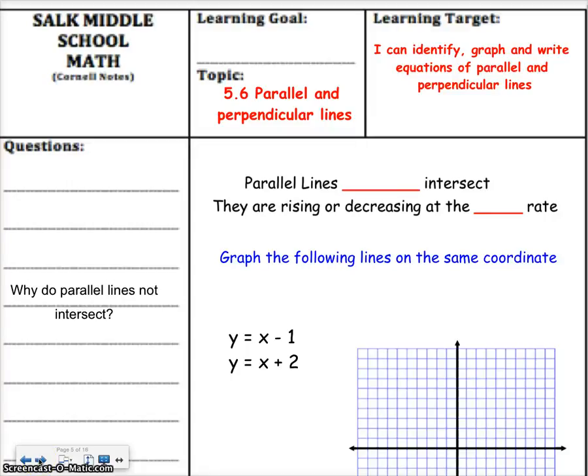Okay, today we're going to be talking about parallel lines. What you're going to be able to do is identify, graph, and write equations of parallel lines. It's a lot that you're going to be able to do today.